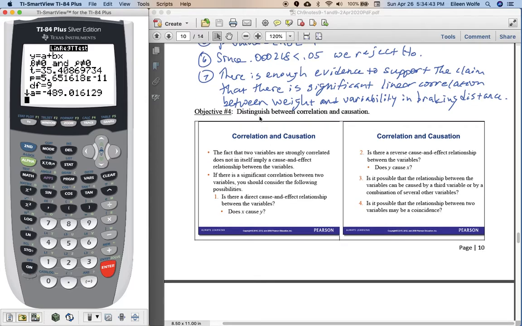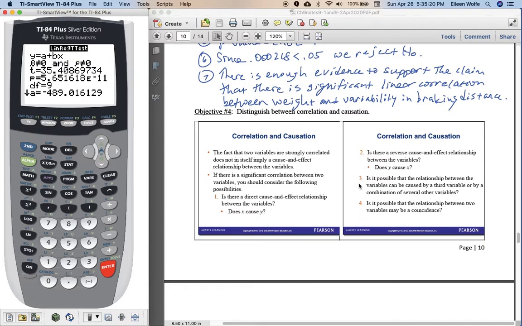Okay, and then final little objective number 4, to distinguish between correlation and causation, we have to beware. It's a buyer beware statement. The fact that two variables are strongly correlated does not in itself imply a cause and effect relationship. If there is significant correlation between variables, the reason we don't have cause and effect is because oftentimes when you ask yourself directly if X causes Y, there's a no answer to that. Because sometimes it's really that Y causes X, it's the reverse.